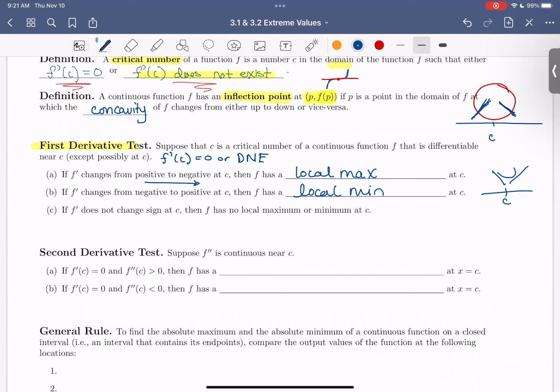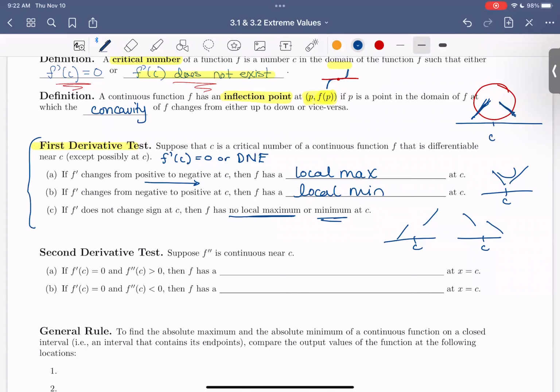Now we don't know if we have a global max or min at C. We only know that near C, we have a max or a min that's just local, just near that value. Then we know if f prime does not change signs at C, so maybe it's positive, and then it's continuing to be positive, or vice versa, or decreasing, decreasing, then we know that f has no local max or min at C. So that was the first derivative test.